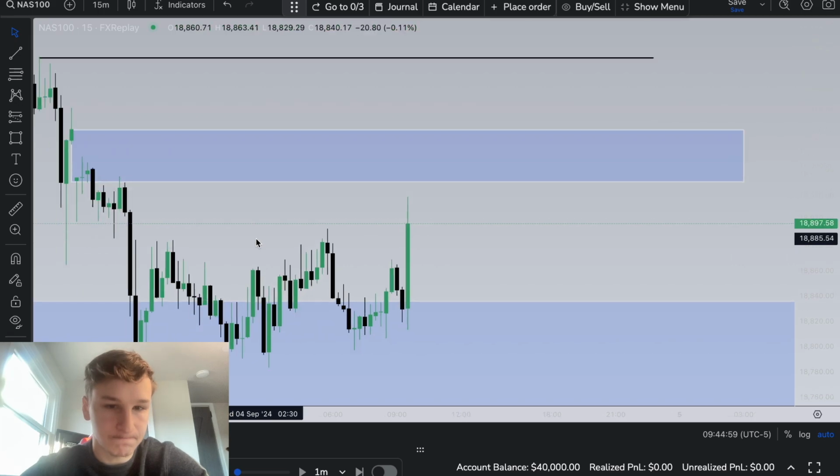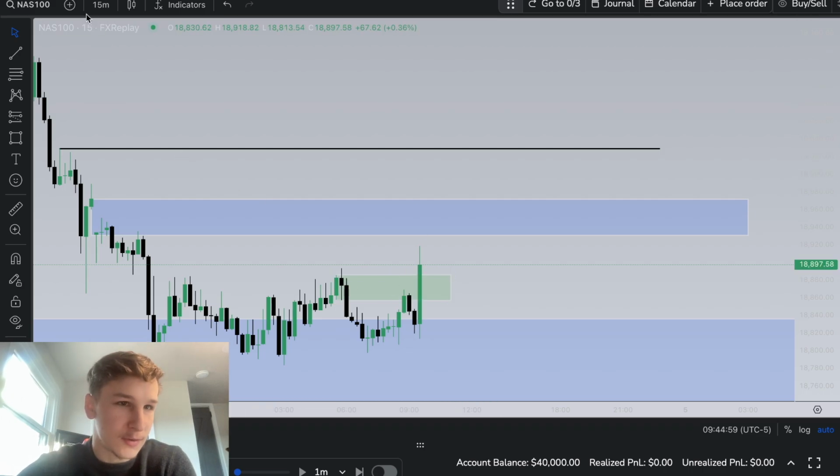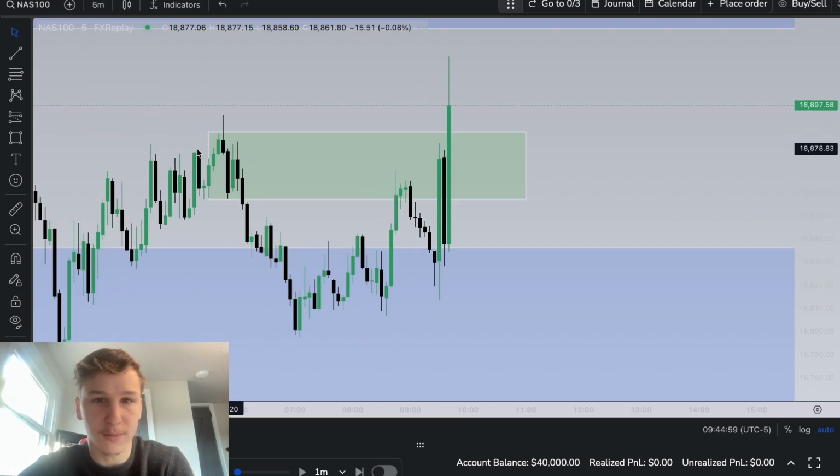All right, we have a breaker here. So we have a low, high, lower low. Here's a breaker here. We're extending that to the right side of the chart. We scale down to the lower time frame, right?